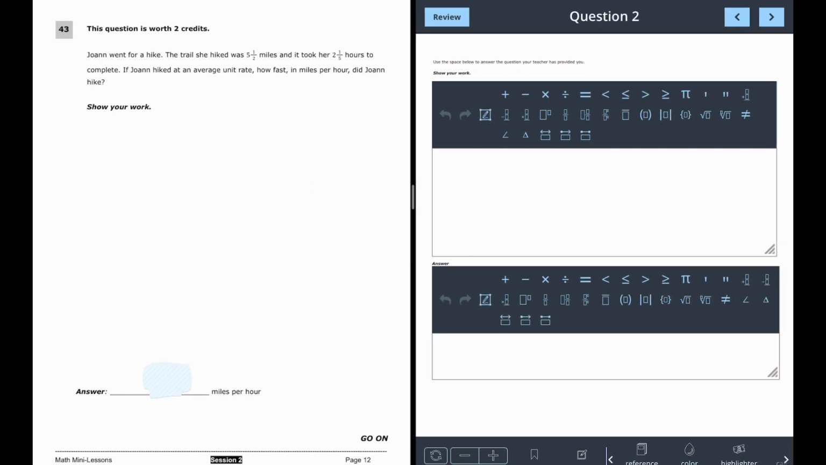Let's look at our next 2-point problem. The answer for this is 2.5 miles or 2.5 miles an hour. So let's see how you can do this. Remember, you have to show your work and get this answer, so to show your work matters.